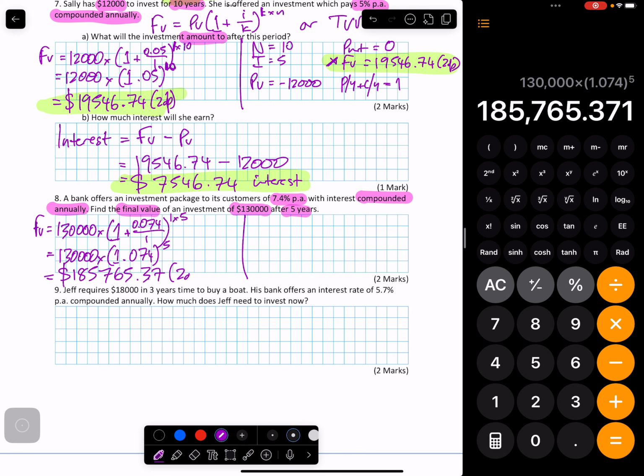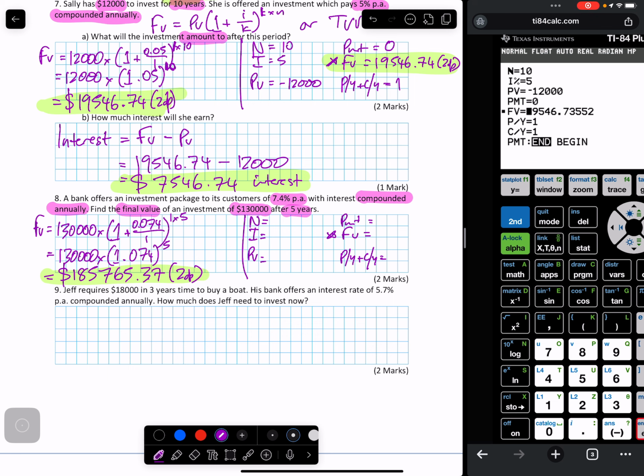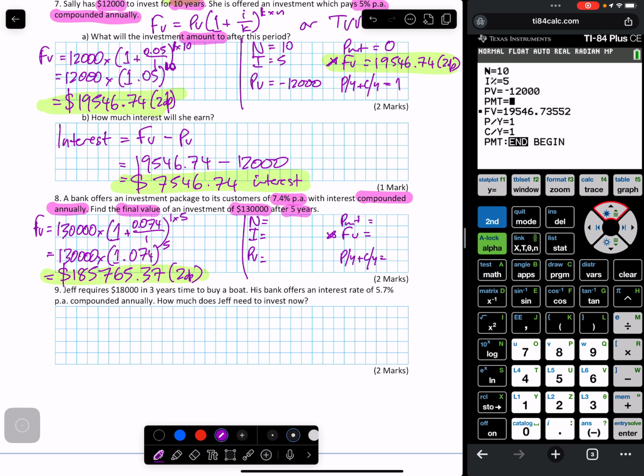$185,765.37 to 2DP. Show it the TVM Solver method. N, I, PV, PMT. FV is what we're solving for. PY and CY will both be the same for our year level. Okay, interest rate for this question was 7.4%.